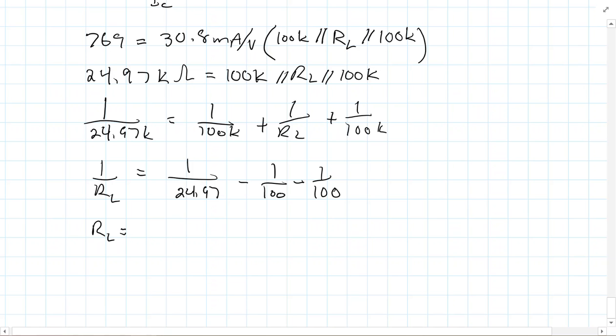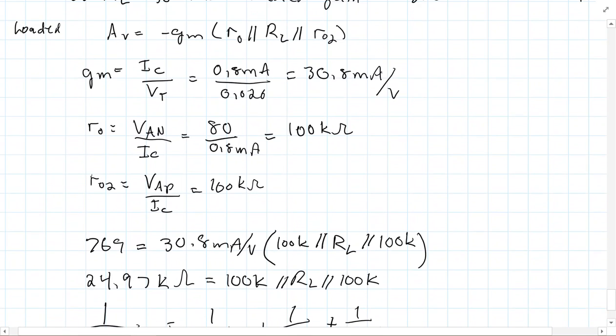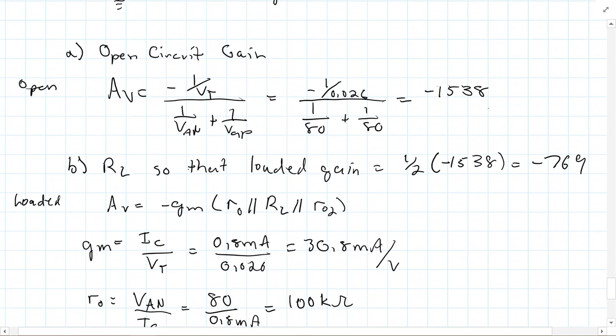If we do that computation, we get 1 divided by 24.97 minus 0.01 minus 0.01, and then we do the inverse of that, and we get 49.88 kilo ohms, which is approximately 50 kilo ohms. So the importance here again is once we've loaded this, notice that our gain goes down significantly, or we have to have a very large resistor in order to keep the gain up there for these loads.